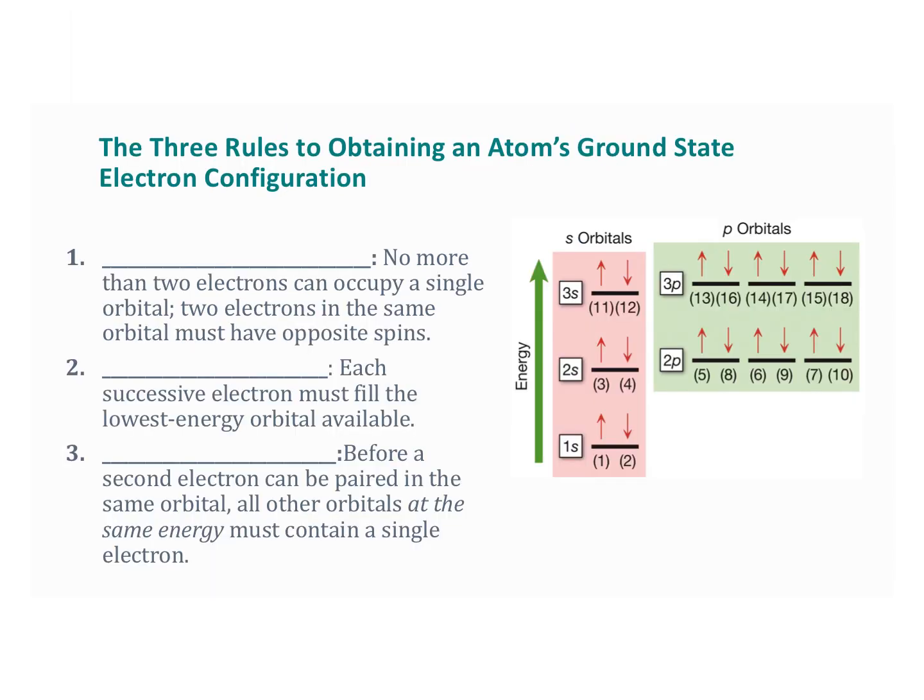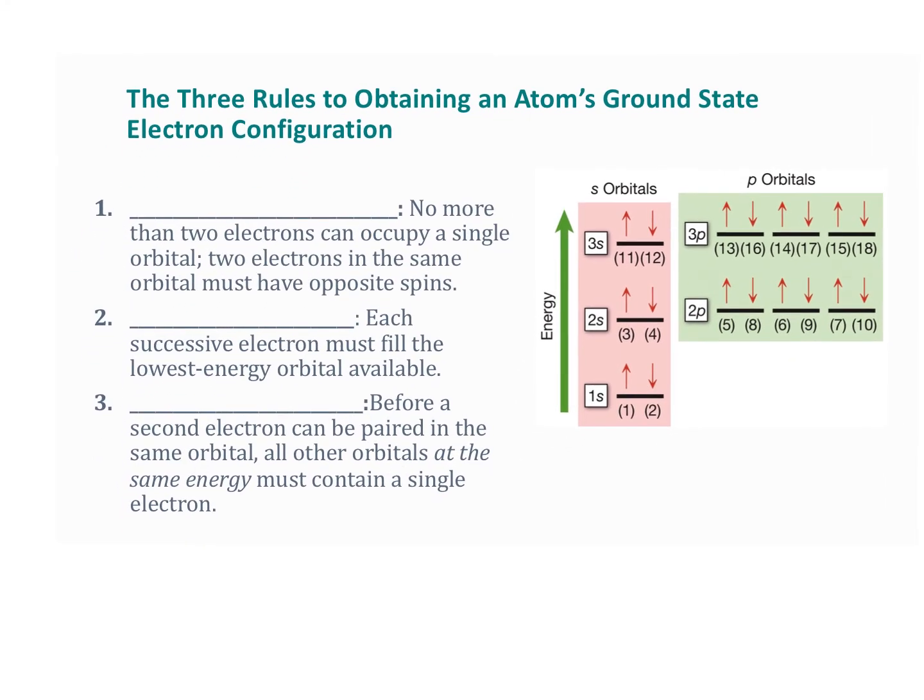Now, we learned electron configurations. We had some rules that helped guide us. And so here were our 3 rules, and I just want to review these. The first rule was the Pauli exclusion principle.